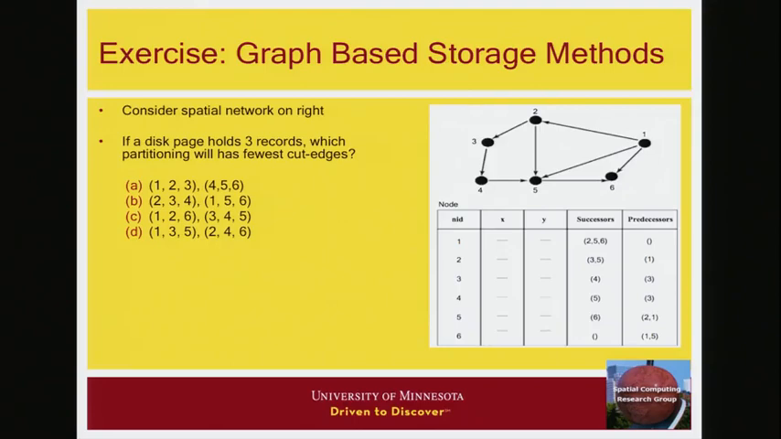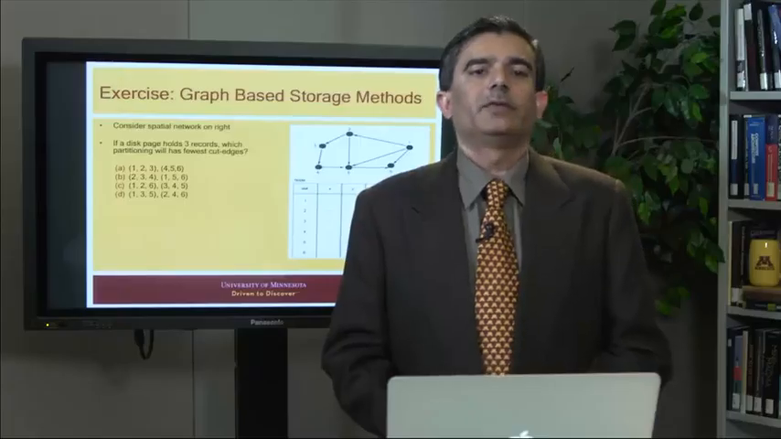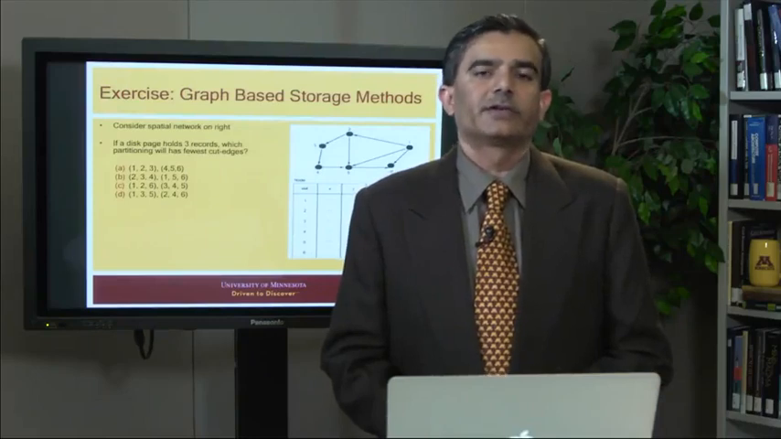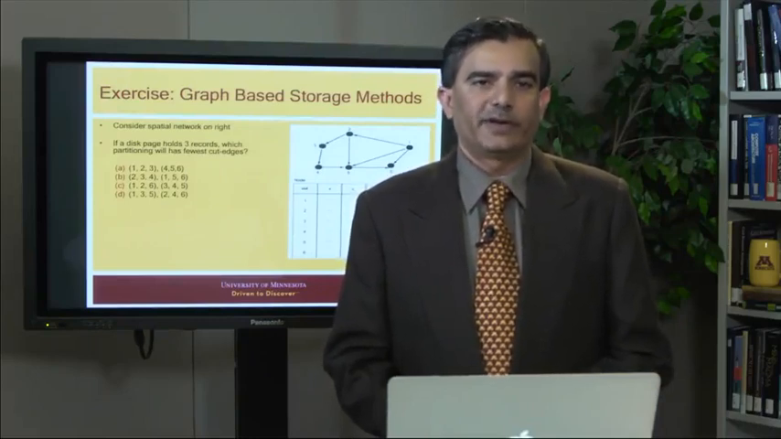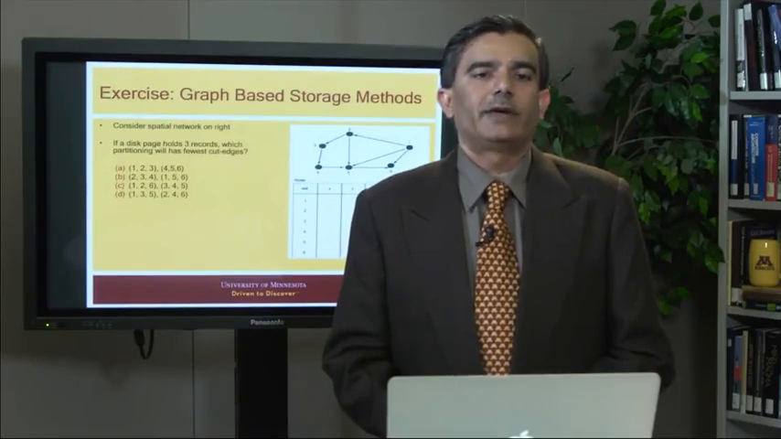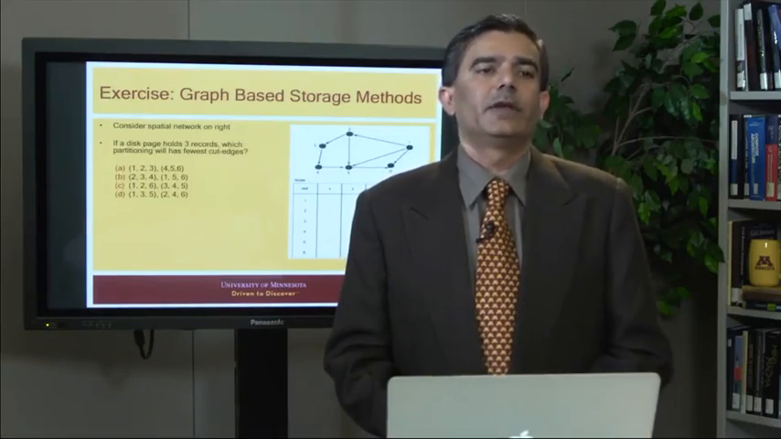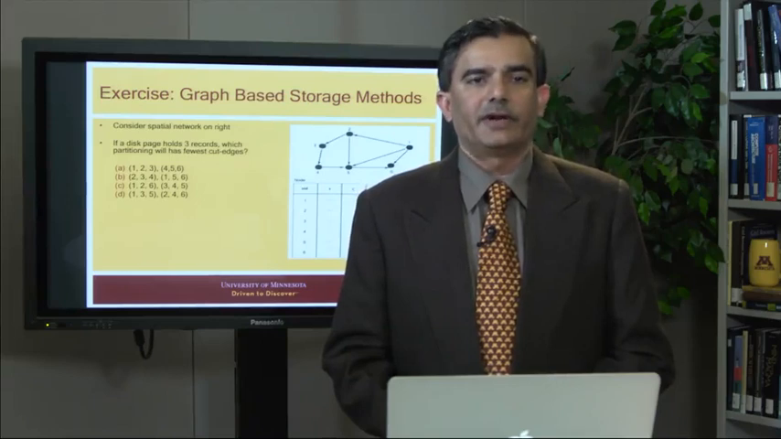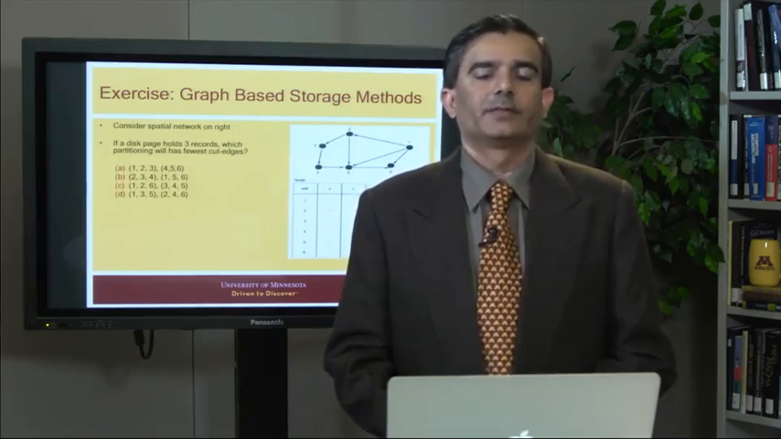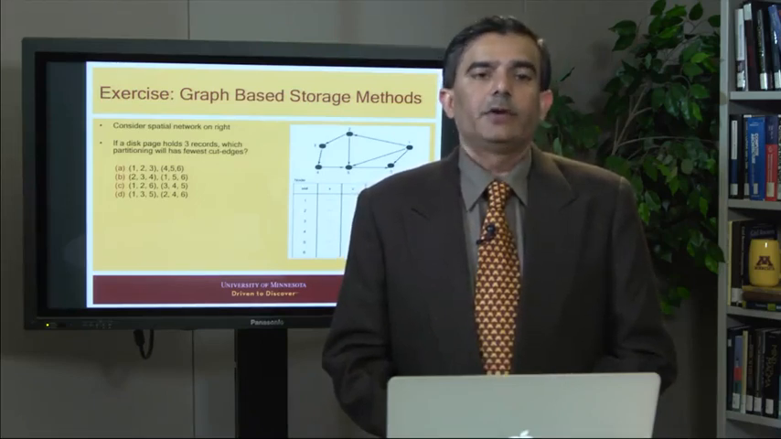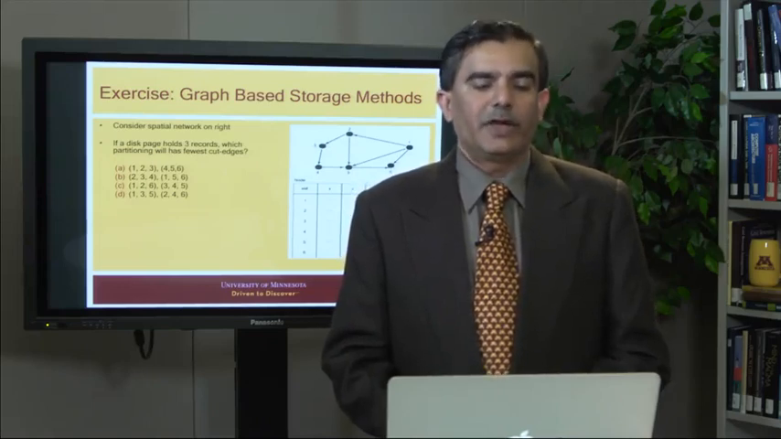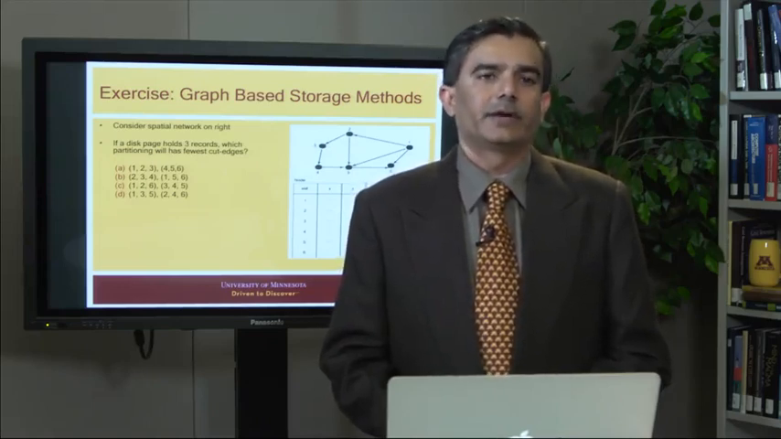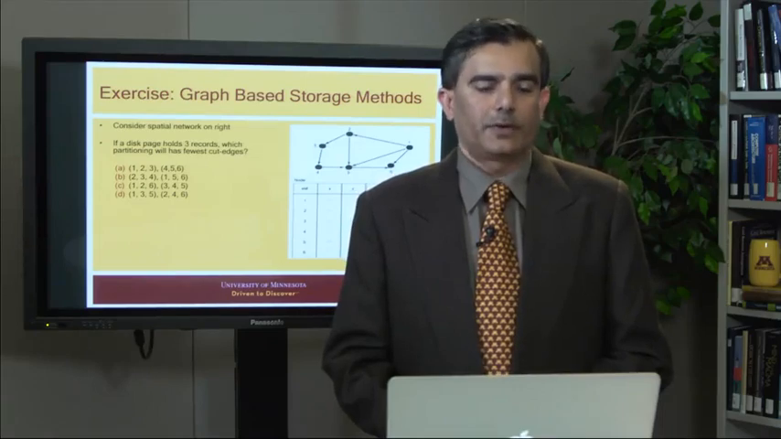To wrap up this video, we looked at main memory data structures and disk-based file structures for storing roadmaps and other spatial networks. One of the insights was that we should minimize the edges cut by disk partitioning to reduce I/O cost. In the next video, we will come back and look at graph algorithms which may use these data structures to answer connectivity or shortest path queries. So look forward to seeing you then.